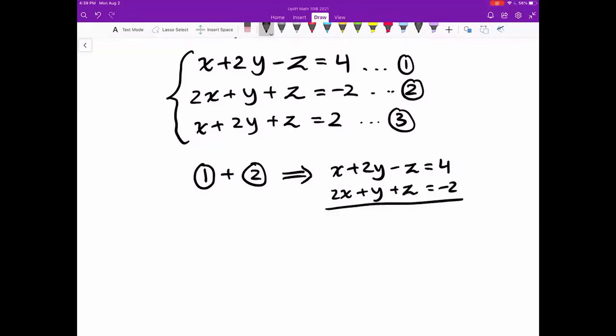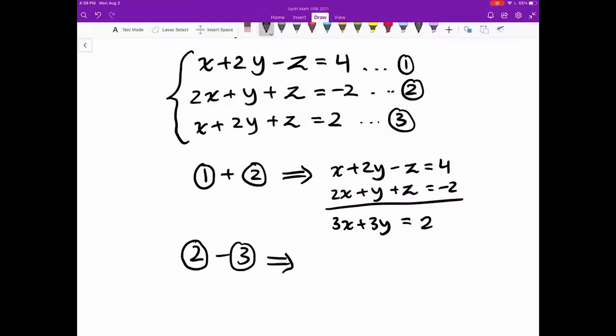And here we can just add both of them together to cancel out the z, and we get plus 3y is equal to 2. And then here we've got a 2-variable equation. Now we can also do the same thing with equations 2 and 3, or 1 and 3 actually. So let's do 2 and 3. Yeah, 2 minus 3.